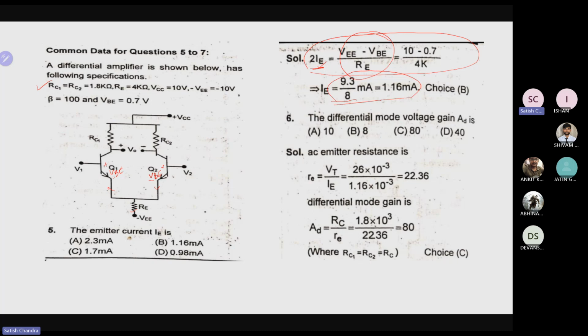Now the differential mode voltage is given as VD. We already know that re is nothing but VT by IE, so we can get re. The differential mode gain is nothing but RC by re. RC is already given as 1.8 kilo ohm, and we have found the re value. If we equate that, we get the value, which is nothing but 80. This is the answer for this case.